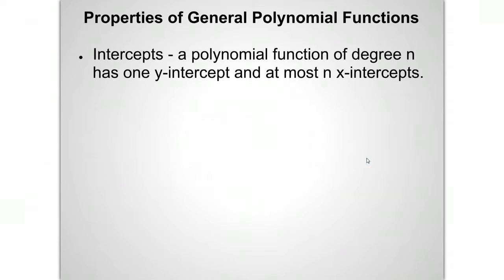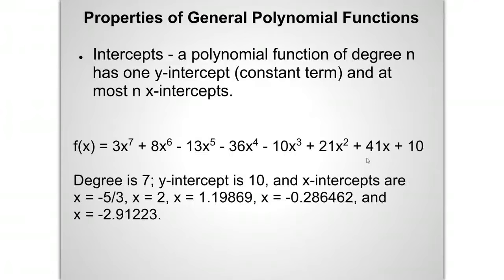Next property are intercepts. A polynomial function of degree n has one y-intercept and at most n x-intercepts. The y-intercept is really the constant term, because if we let x be 0 in all these terms, remember y-intercepts are found when x is 0, so f of 0 would be, in this example, 10, and that's the constant term.